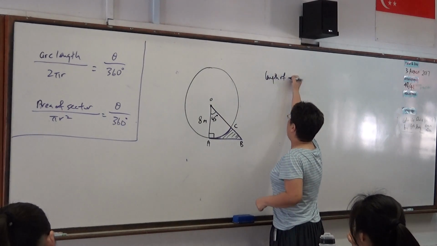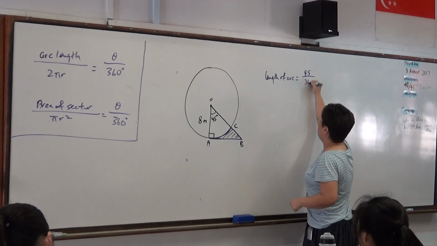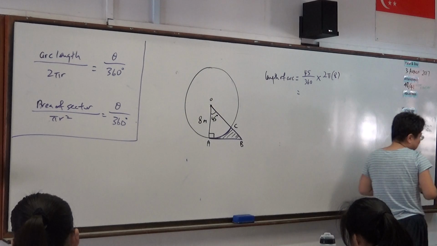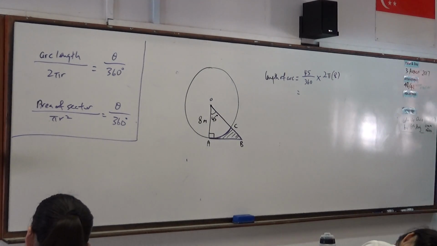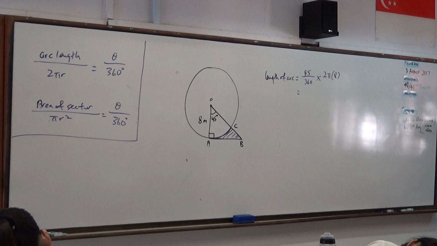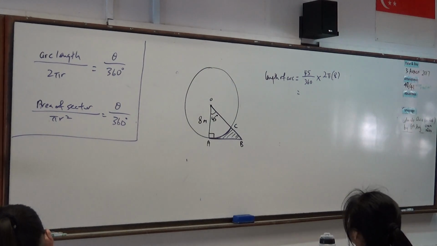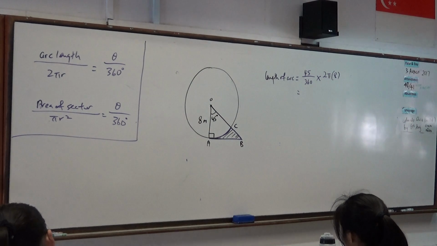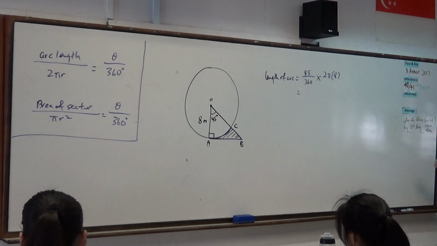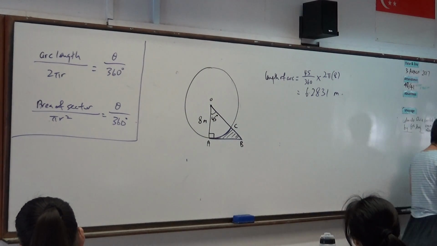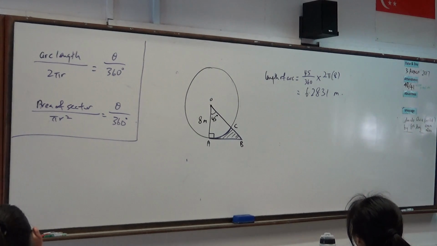Length of arc will be 45 over 360 times 2 pi times 8, right? Okay. What's the answer? 2 pi, that is 6.2831. All of you keep it. Okay, now next. What do you think I can do?